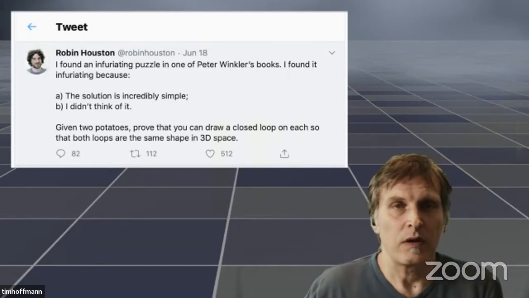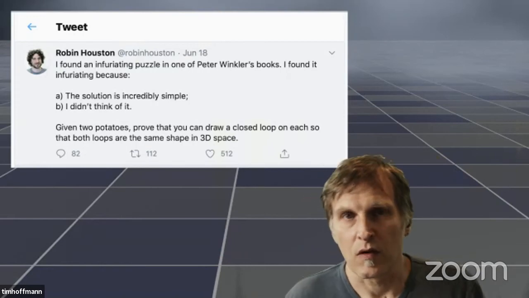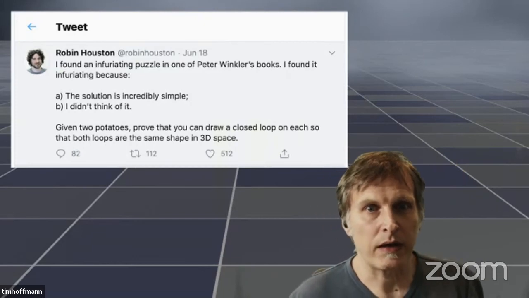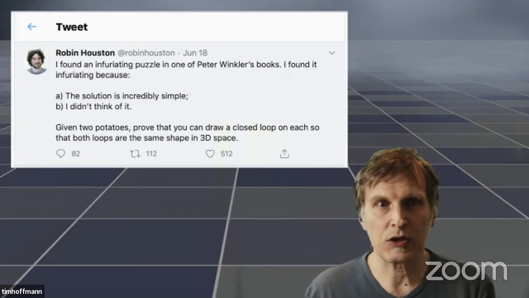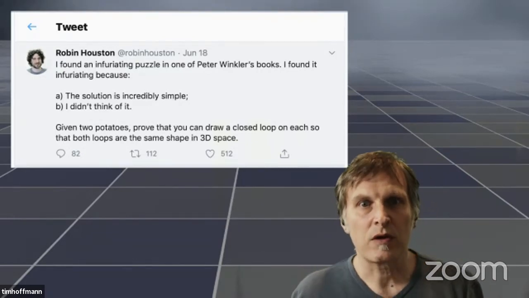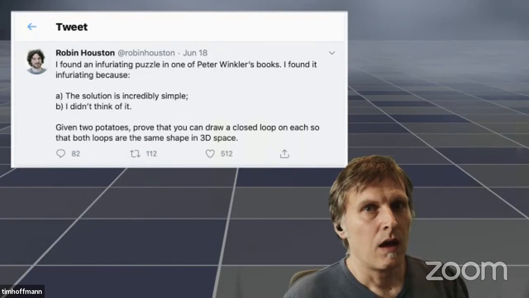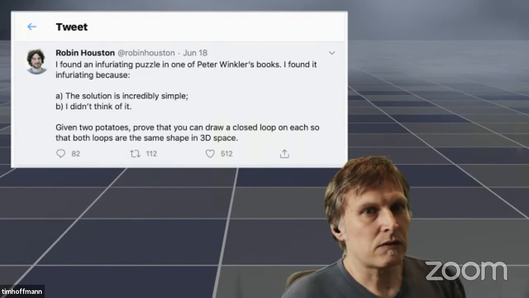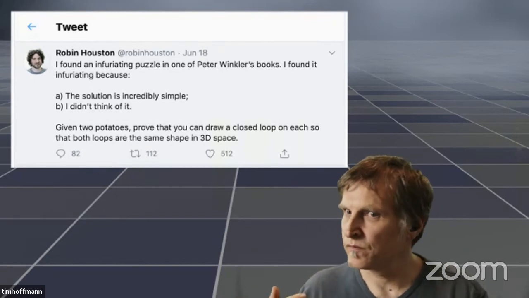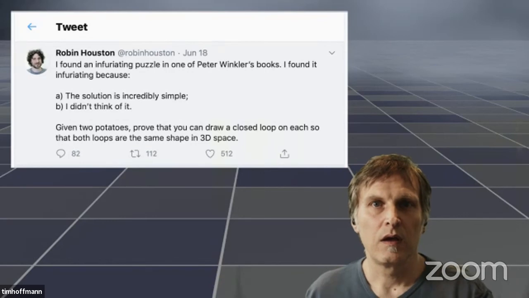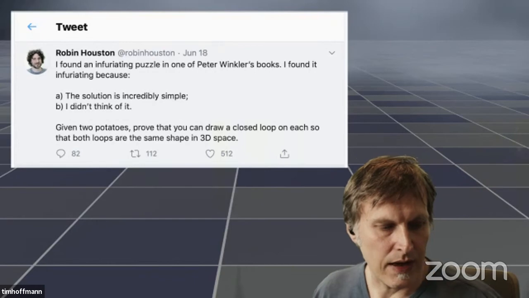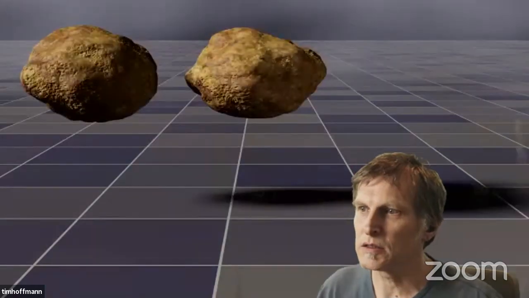And when you look at the comments on that tweet, some people said, yeah, I remember that one and I found it hard as well. Others said, well, actually, I solved it almost immediately, but probably because I knew it had a simple solution. And this means that you start thinking outside of your default ways you think about things. So you can start and think about this, if you like, let's show two potatoes here.